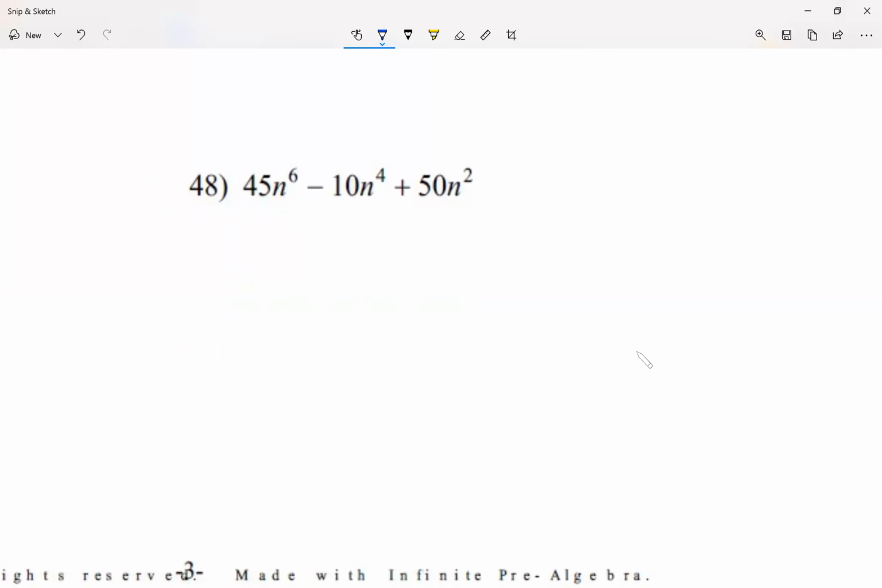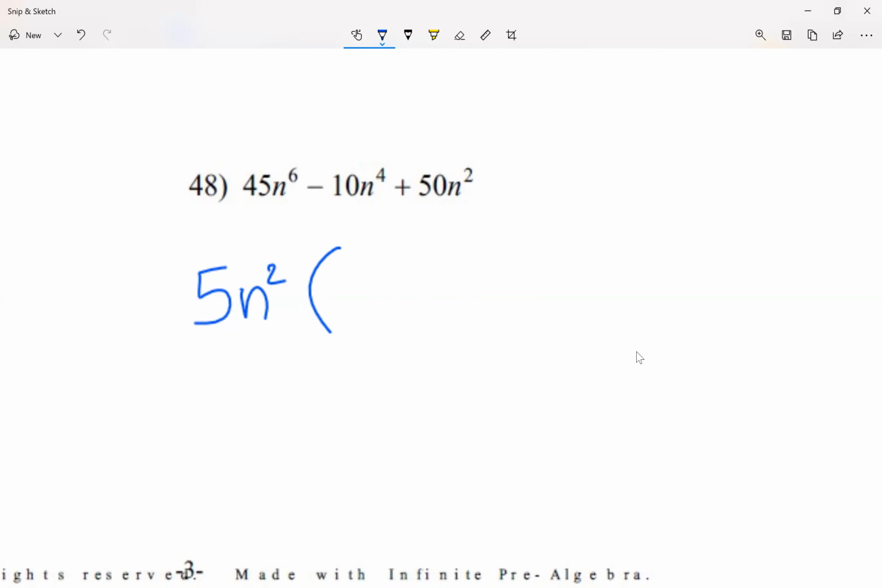Number-wise, 45, 10, and 50, the greatest common factor is 5. Letter-wise, they all have a letter, so I'm going to factor out the smallest exponent. So n to the second, because I'm going to have my parentheses. So I'm going to open this thing up. What I'm going to do, let me divide each of my numbers by 5. Letter-wise, let me subtract 2 from each exponent.